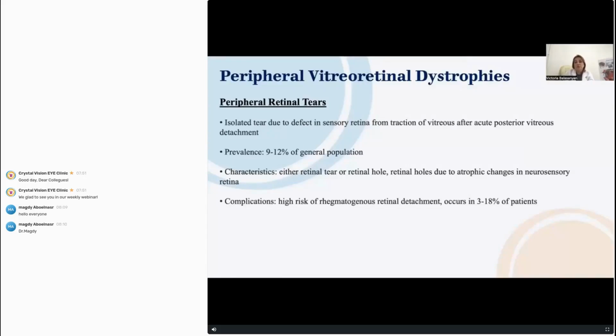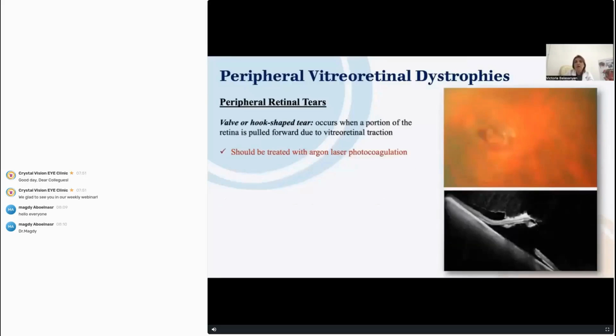Some tears are caused by atrophy of the inner layers of the retina. Others occur due to vitreoretinal traction. Retinal tears can be classified as follows: valve or hook-shaped tear, giant tear, tear with a flap, detachment, whole tear. A valve tear occurs when a part of the retina is pulled forward due to vitreoretinal traction, often during posterior vitreous detachment or trauma. Valve tears should be treated with preferential laser treatment.